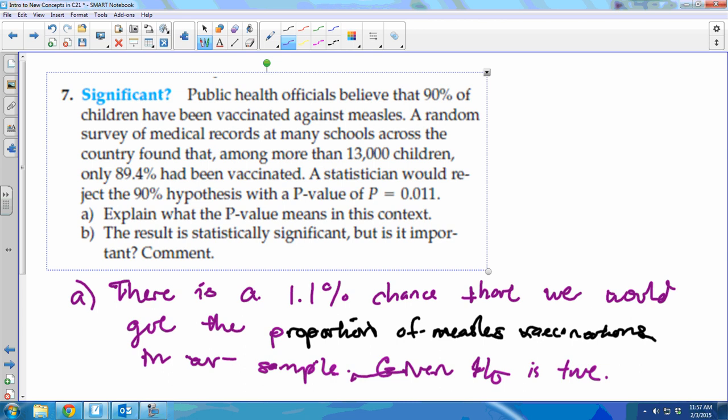So if it was a 1.1% chance, would we reject or fail to reject? Reject. The p-value is low, so we reject, right? Now, part B says the result is statistically significant because we rejected. That's what it means. But is it important? Comment. Is it important? What is our P and what's our P hat?